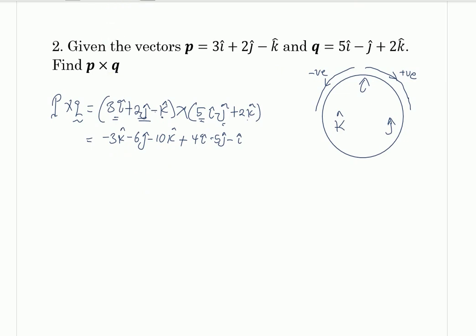Collect the like terms together. The i's, you have 3i. The j's, you have minus 11j. And then the k's, we have 13k, minus 10 and minus 3. That is p cross q.